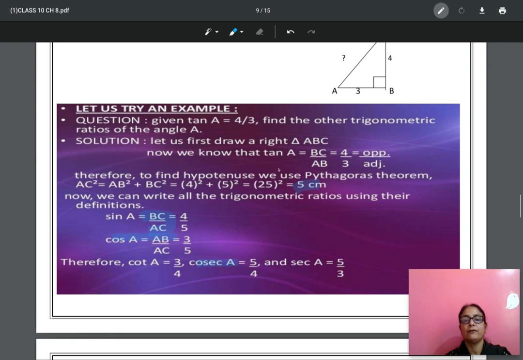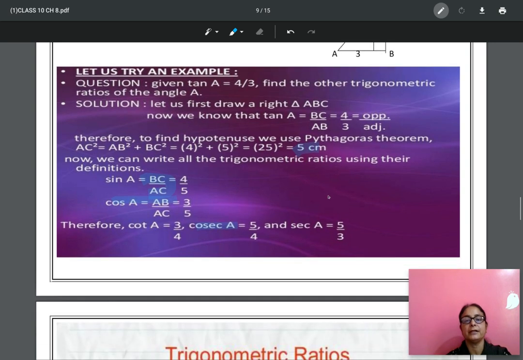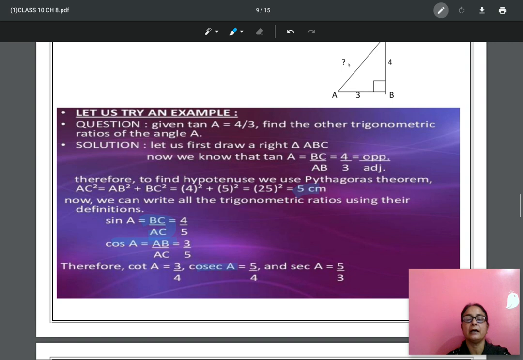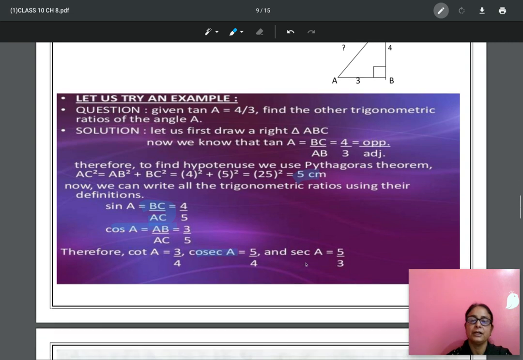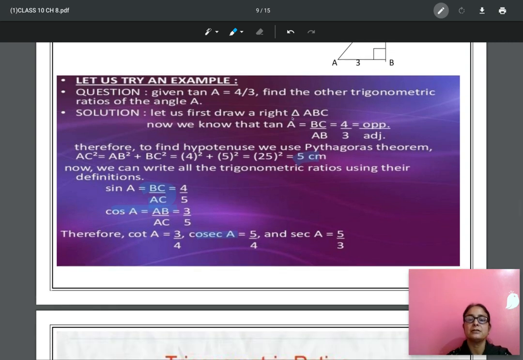Now we will find the hypotenuse very easily with the Pythagoras theorem, which will be equal to 5 centimeters. Then we can apply the formula sine A equals perpendicular by hypotenuse, and here the perpendicular is 4 and the hypotenuse is 5. In the same way we can find cos. Then take the reciprocals, and you will get the other three ratios. So in total you can see six ratios are easily found.